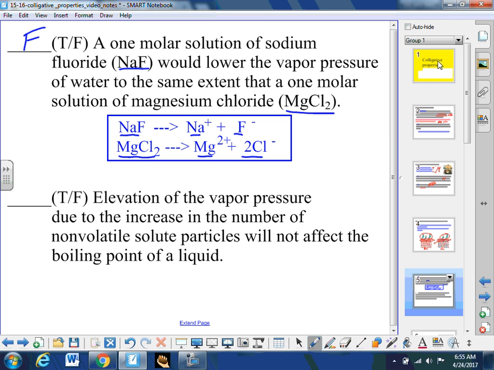And true or false, elevation of the vapor pressure due to the increase in number of non-volatile solute particles will not affect the boiling point of a liquid. That is false. It will affect the boiling point of a liquid. Remember, a liquid will boil when the vapor pressure pushing up equals the atmospheric pressure pushing down on that liquid. And if a non-volatile solute lowers the vapor pressure pushing up, you will need less pressure pushing down. And so to get the pressure up, you have to raise the temperature, so it raises the boiling point.